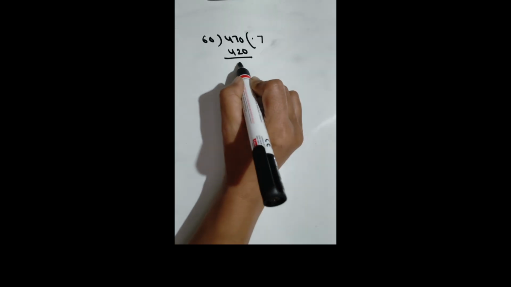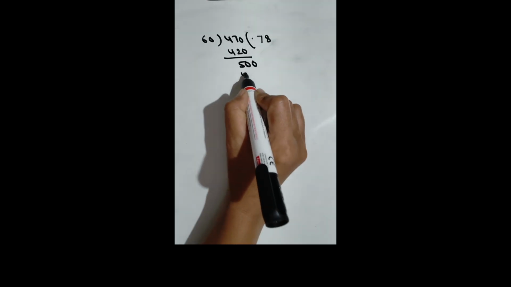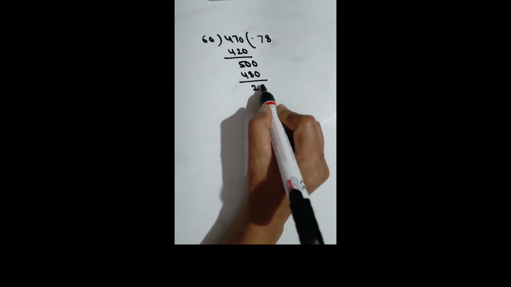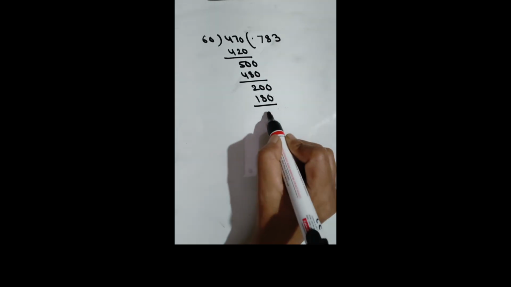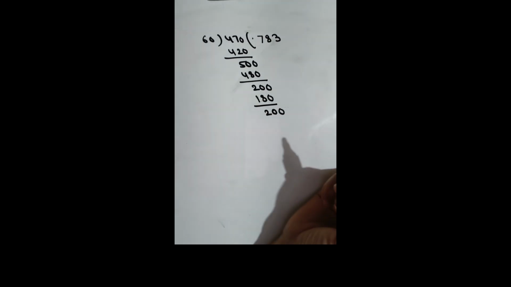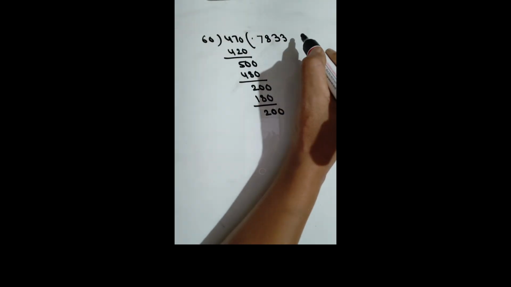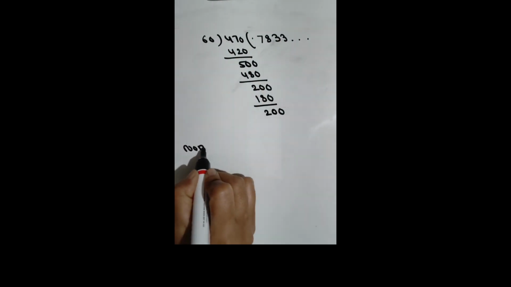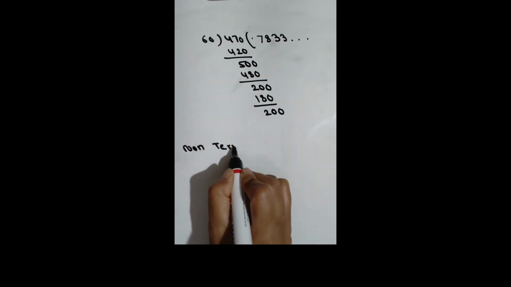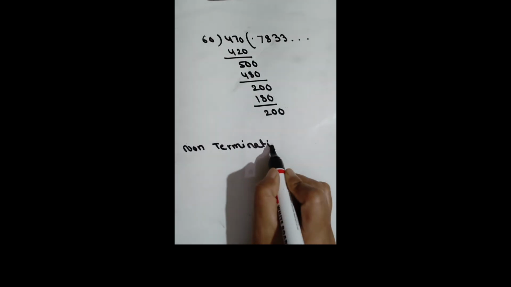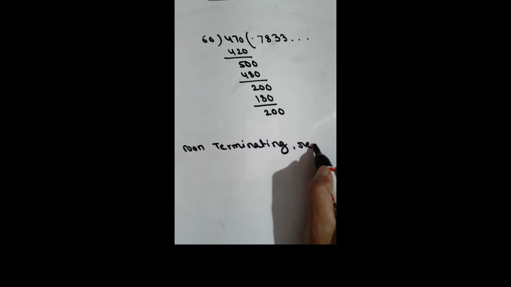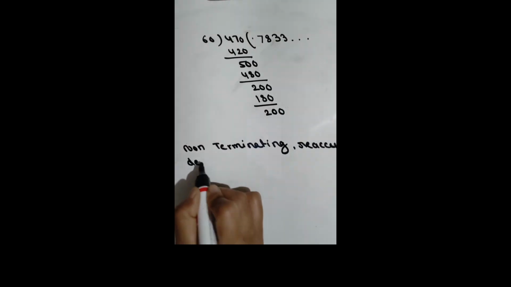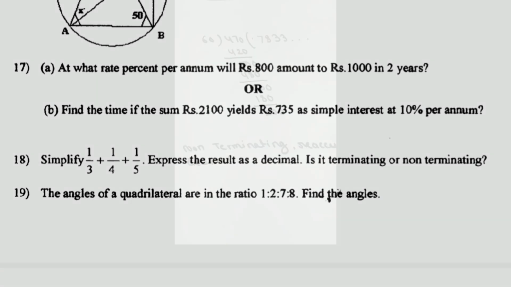47 is smaller than 60, so we have to add the decimal first, then we will simply divide it. So if you divide it, you will get the answer 0.7833, meaning 3 will go on continuously. So it is a non-terminating decimal, a recurring decimal, because 3 is recurring. That's your answer. Let's move on to the next question.